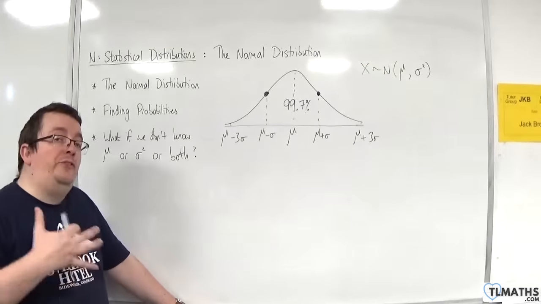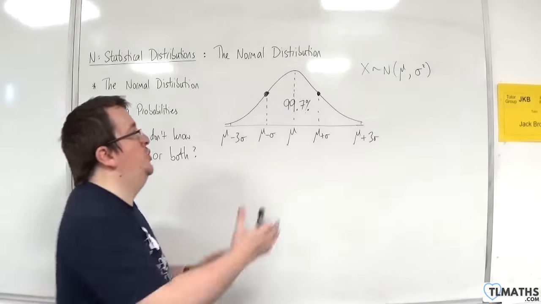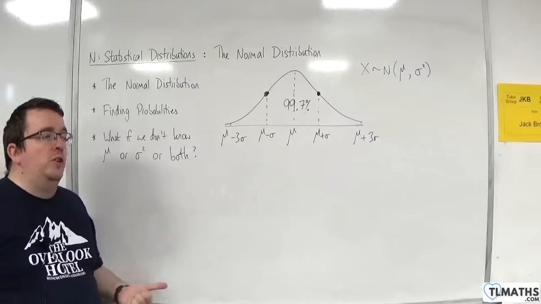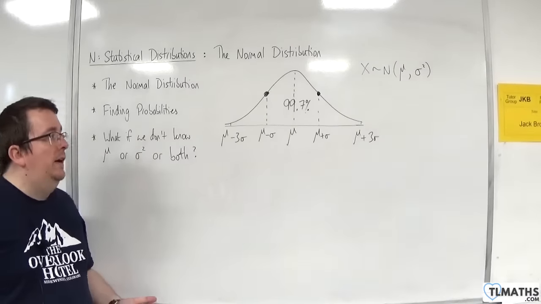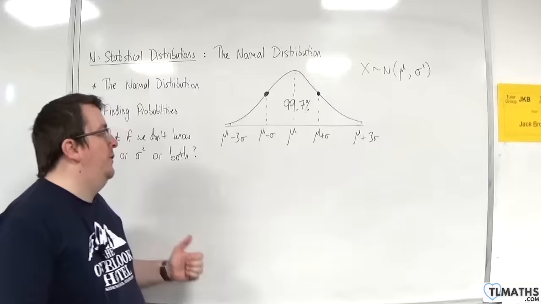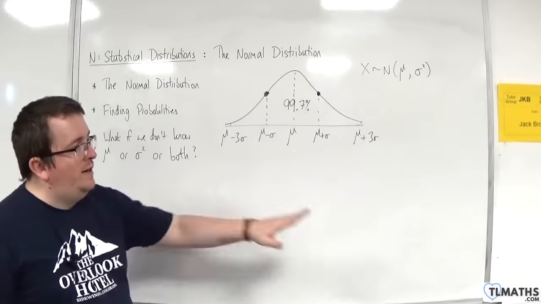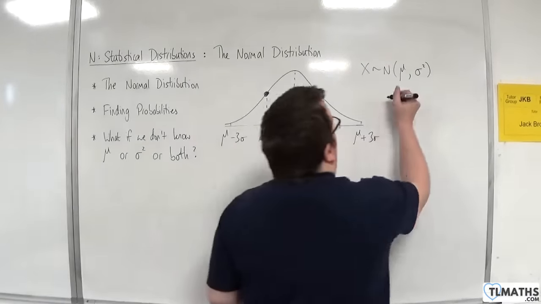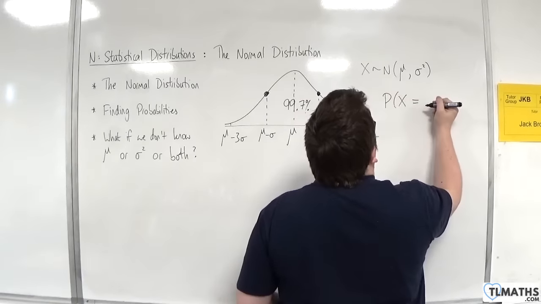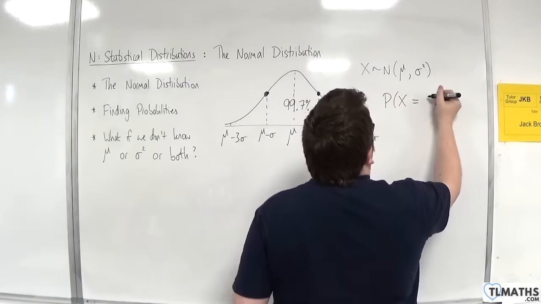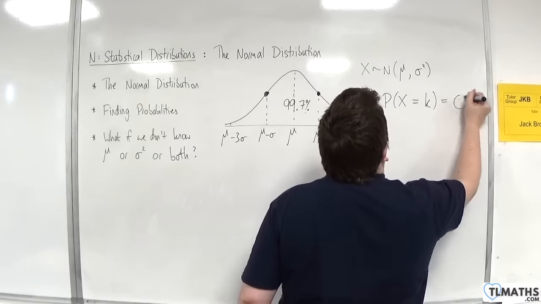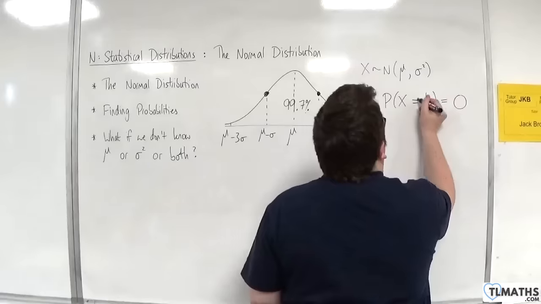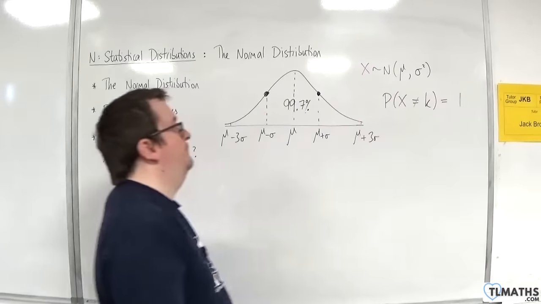So maybe you've got to work with the standard normal rather than a general normal distribution curve. You'd be expected to find probabilities, so use your calculator to find probabilities. Make sure you're happy with using a calculator to find a probability of less than, greater than, or between. And don't forget that the probability of X being equal to anything, so let's just put K, that's always going to be zero. And the probability of X being not equal to K would be one. Okay, so don't forget that.